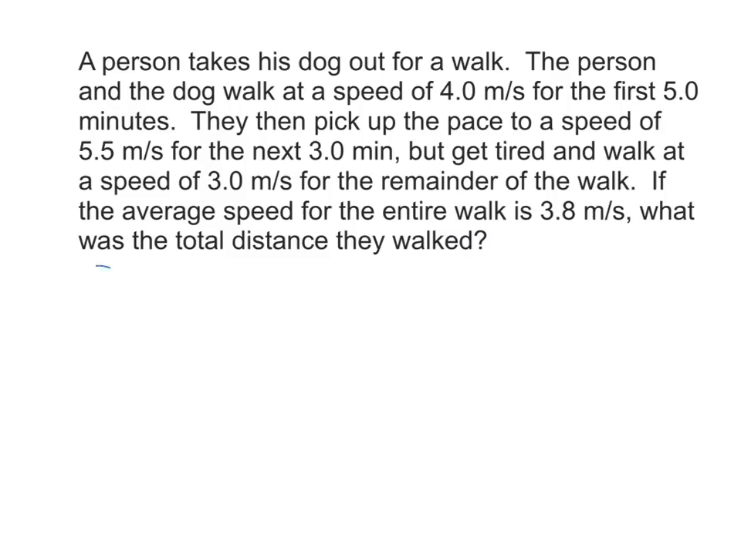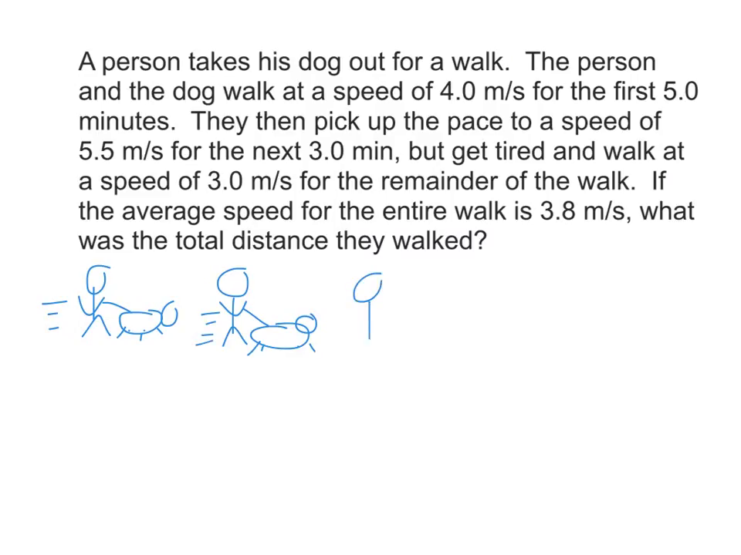Start with our diagram. So we've got the person walking their dog. I can't draw, already. They're moving. For the second part of the trip, the person and the dog move faster. And then for the third part of the trip, they get tired and slow down. What are we given?